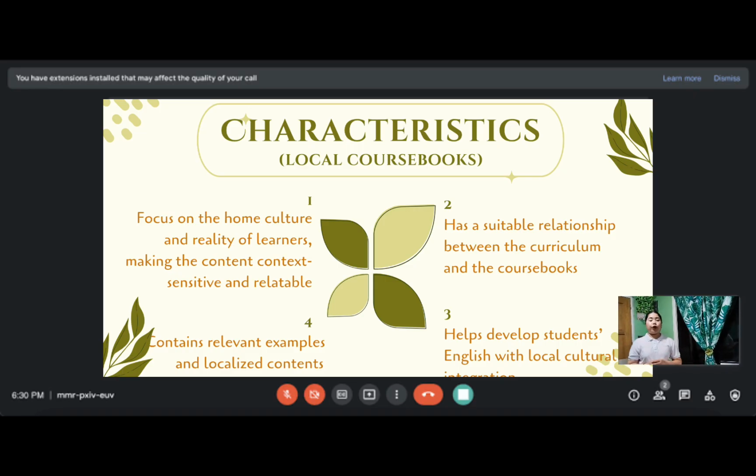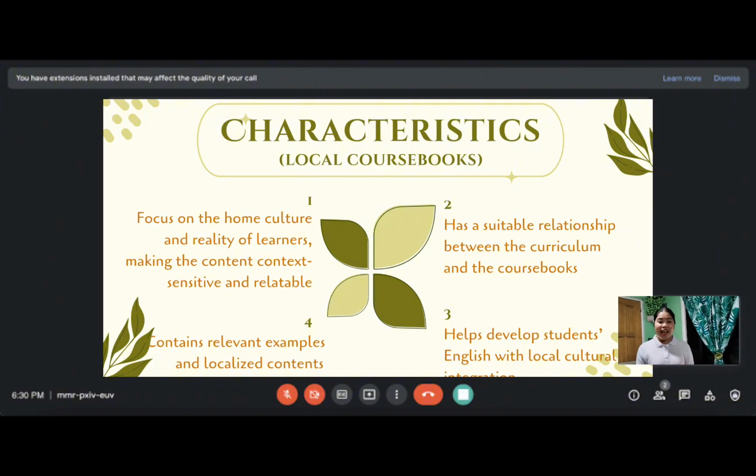So let's move on to the fourth one. Contains relevant examples and localized content. So this ensures that students don't feel distant from what they are learning, but they can apply it to the real world. Like for example, a lesson on a market conversation might use palengke or local market instead of a foreign supermarket. That's the example of the fourth one.